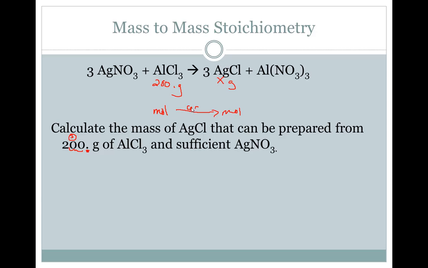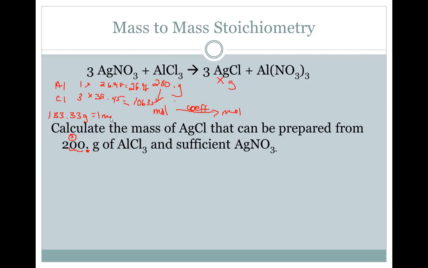Grams to moles in order to be able to get to the coefficients. So we have aluminum and we have chlorine. We have 1 aluminum and 3 chlorine. 26.98 and 35.45. 106.35. Add those together for 133.33 grams is equal to 1 mole of AlCl3.